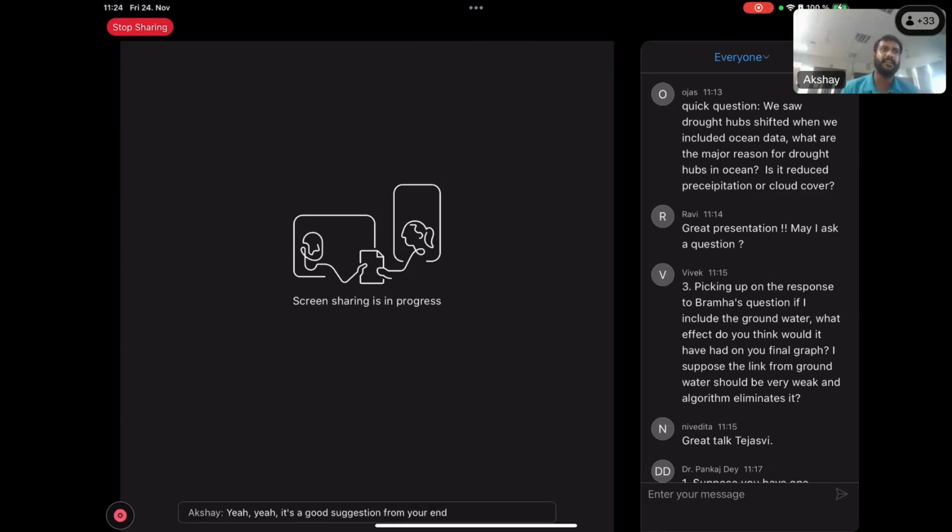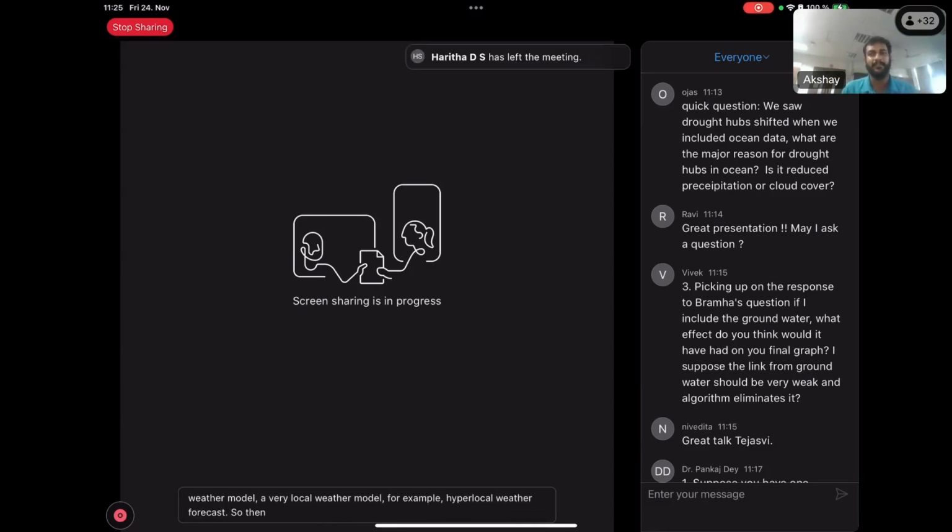And one more question I had in my mind is that, if hypothetically we have to create a weather model, a very local weather model, for example, a hyperlocal weather forecast. Then too, we'll have to consider the local level variables, and there are actually interactions of variables of different spatial scales with these variables too.